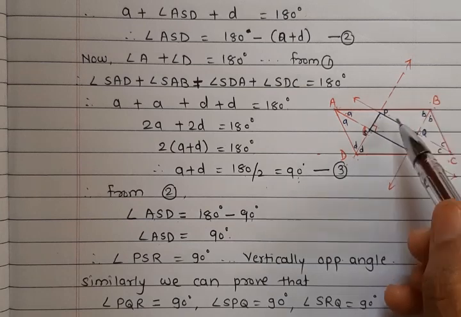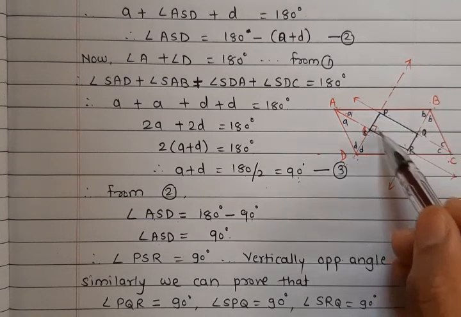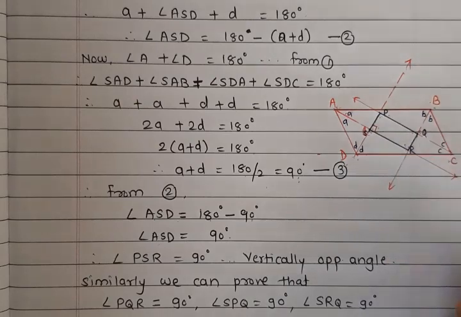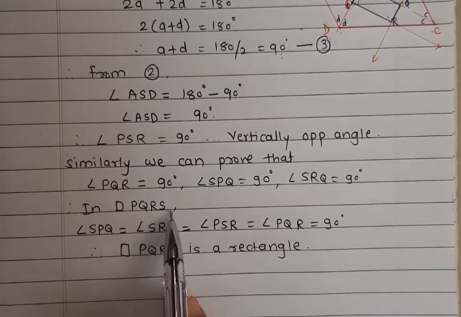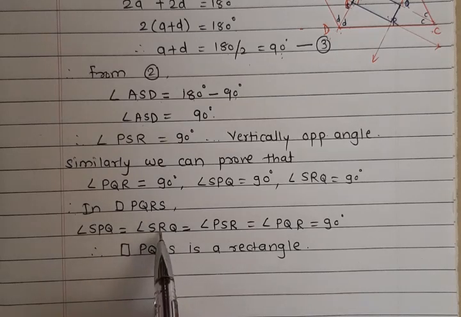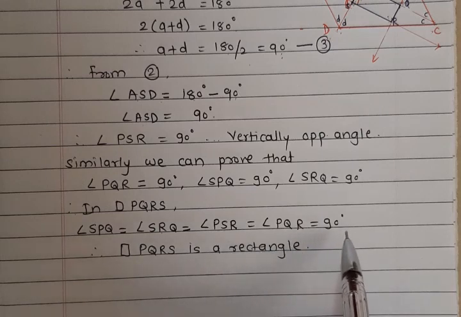So if we consider the quadrilateral PQRS, in that all angles are equal to 90 degrees. So in quadrilateral PQRS, angle SPQ equals angle SRQ equals angle PSR equals angle PQR equals 90 degrees. If all angles are equal to 90 degrees, then we can say that PQRS is a rectangle. Okay, understood everyone?